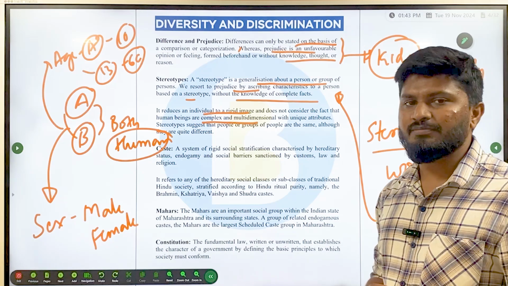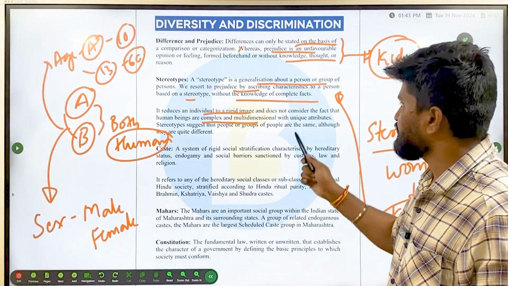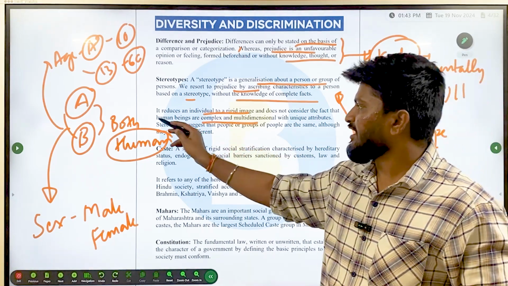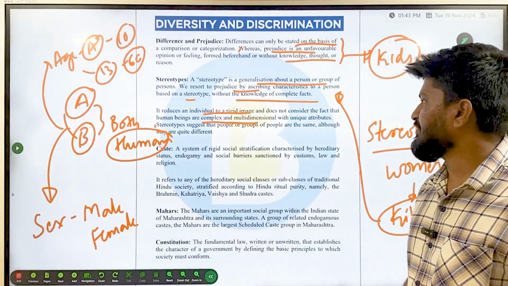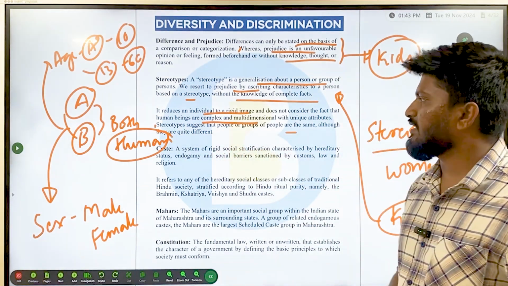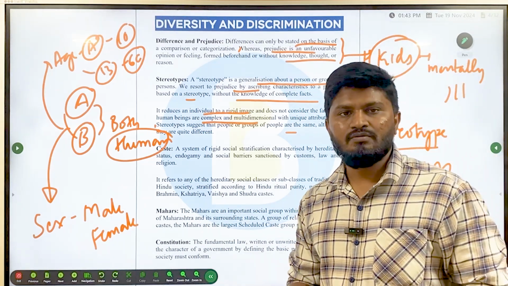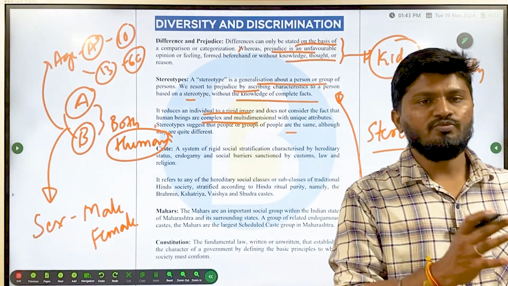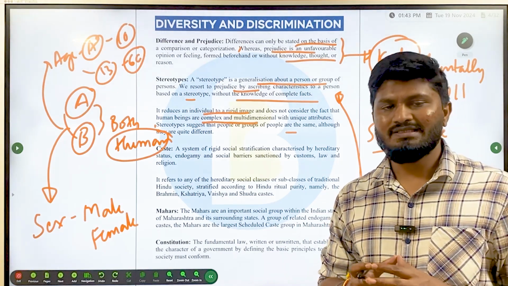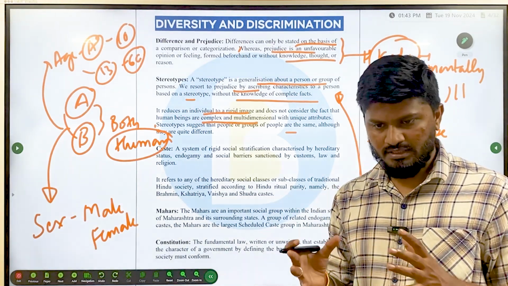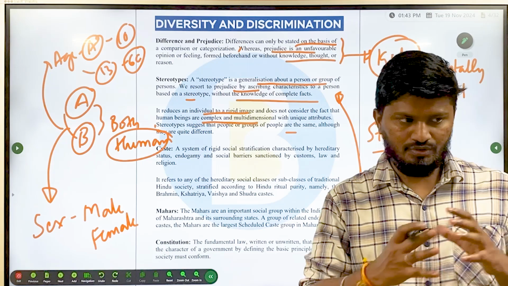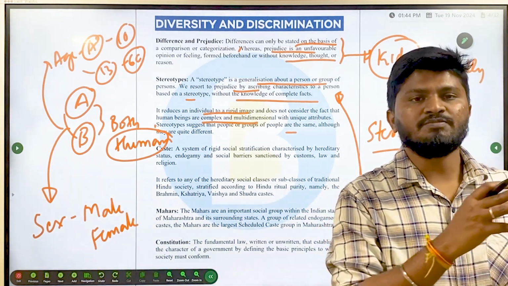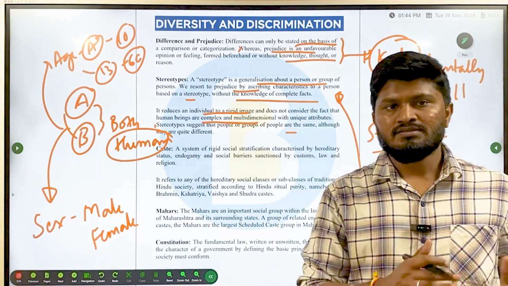So by stereotyping, you reduce them to just a rigid image. Stereotypes suggest that people or groups of people are the same although they are quite different. They will start clubbing all the individuals belonging to a particular group to be similar. So a stereotype is when an individual or a group belongs to so and so community or so and so caste, and they will start seeing all the individuals belonging to that caste as a stereotype.